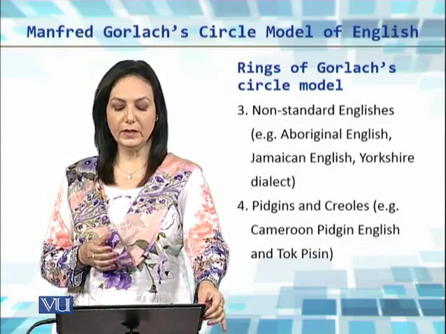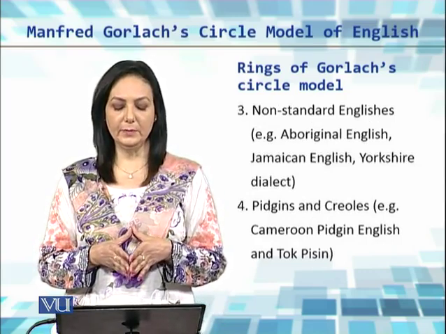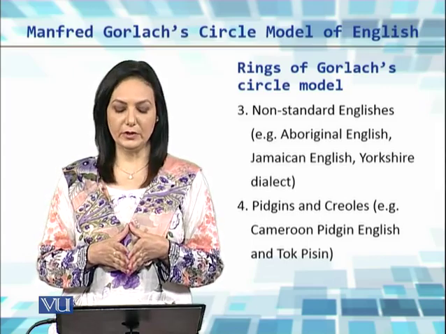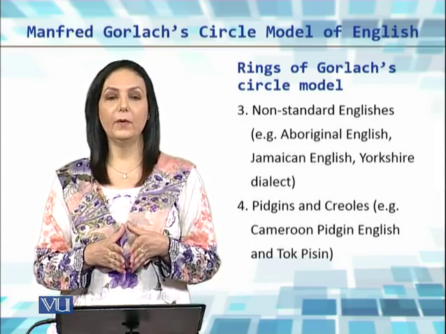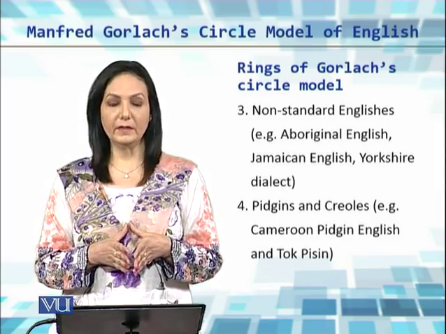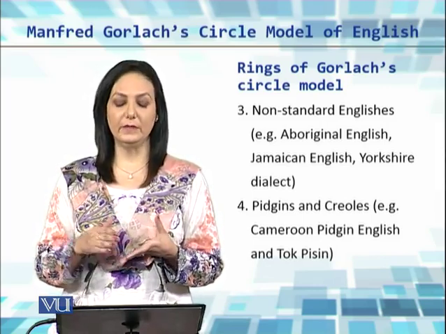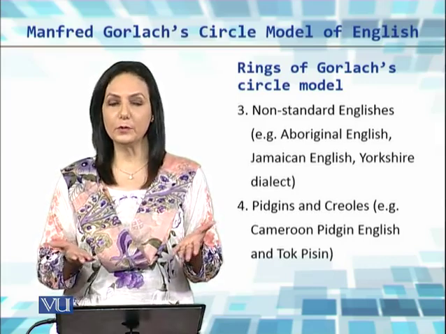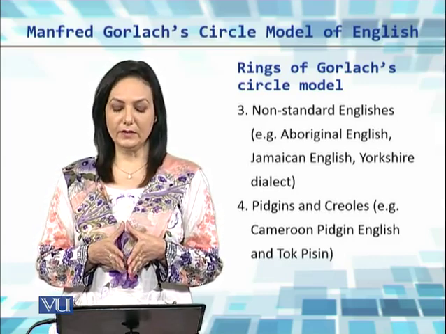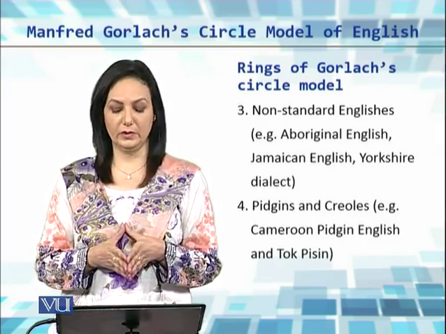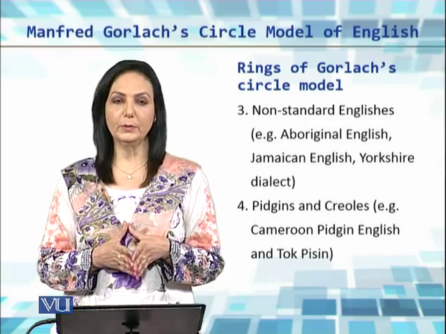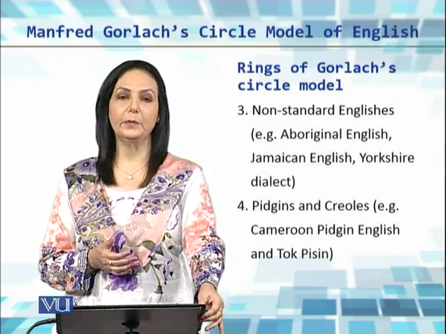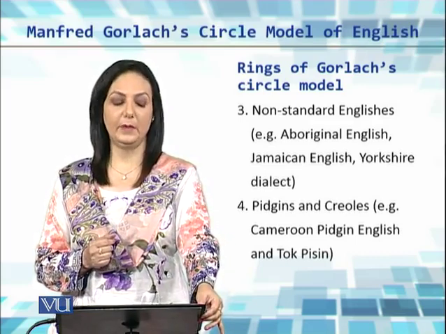The third ring of this circle comprises non-standard Englishes, for example, Aboriginal Englishes, Jamaican English, or Yorkshire dialect. And the final ring of the circle comprises Englishes which are almost non-standard and extremely nativized, for example, Pidgins and Creoles. Some examples include Cameroon Pidgin and Tok Pisin, which is Pidgin used in Papua New Guinea.